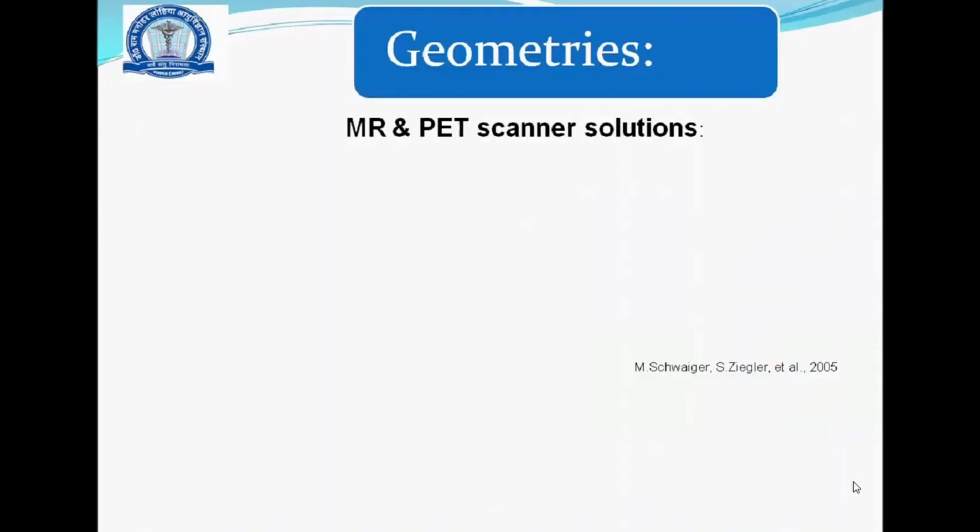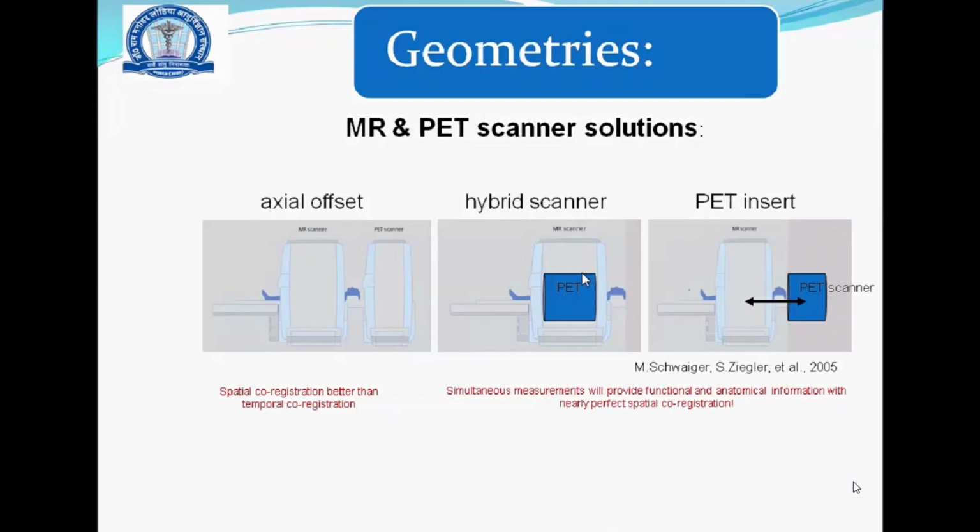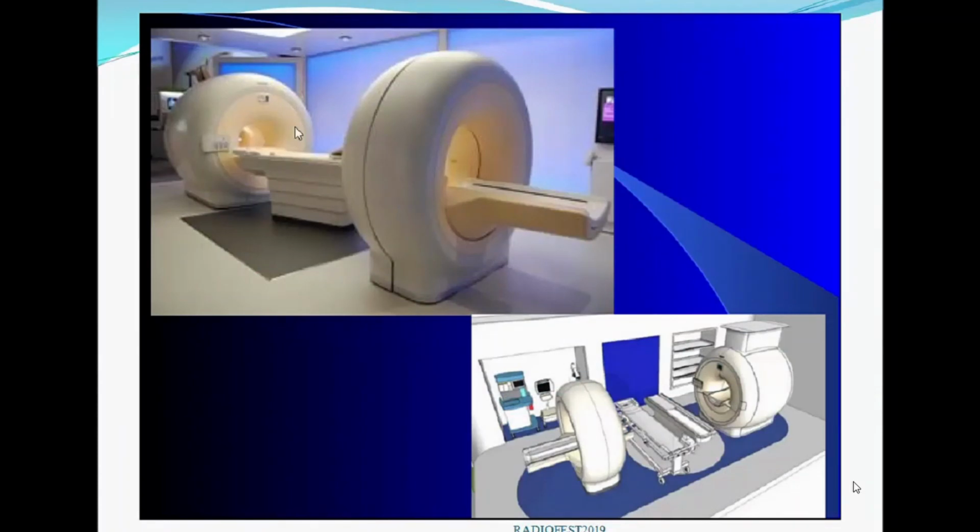As for possible geometry, researchers thought about how it should be done. One option is separate MR and PET scanners placed along the same axis. That model was accepted by Philips. The hybrid model was first introduced by Siemens. And a PET insert can be placed in an MR scanner; this is the Japanese one, which was not available commercially. This is a Philips PET MR system.